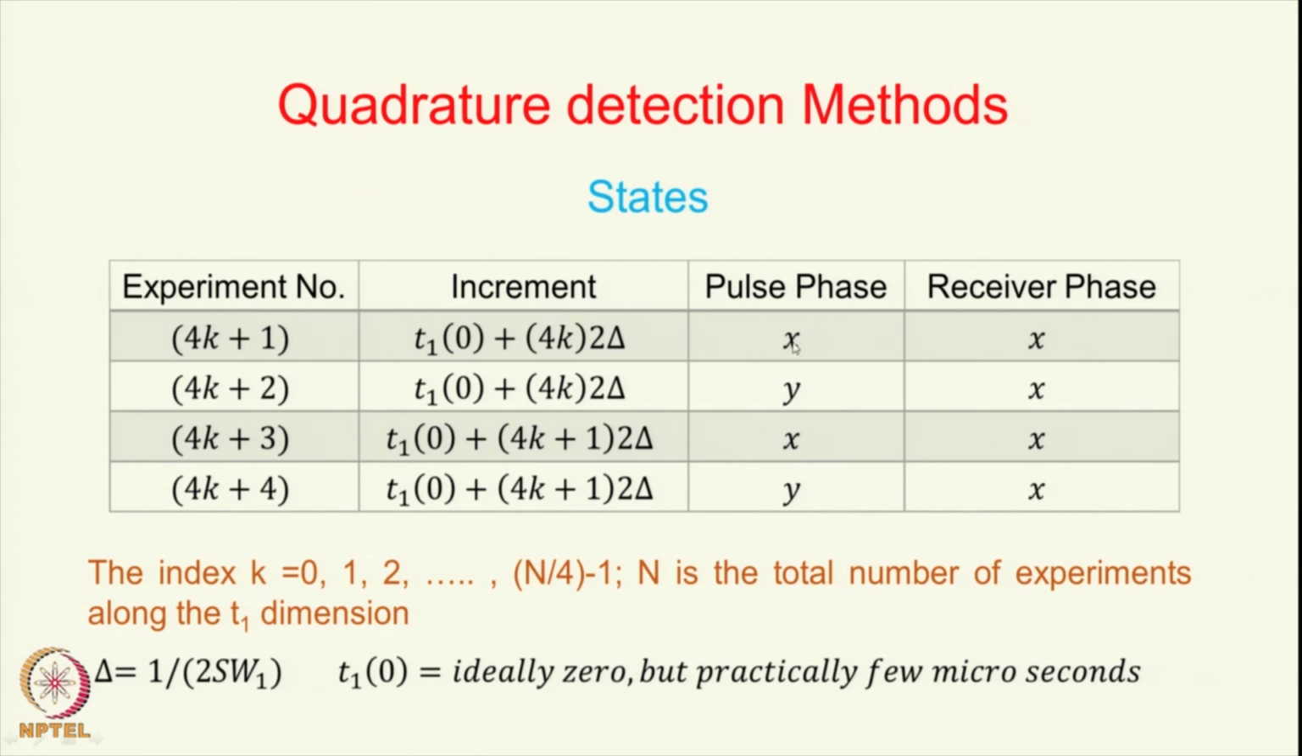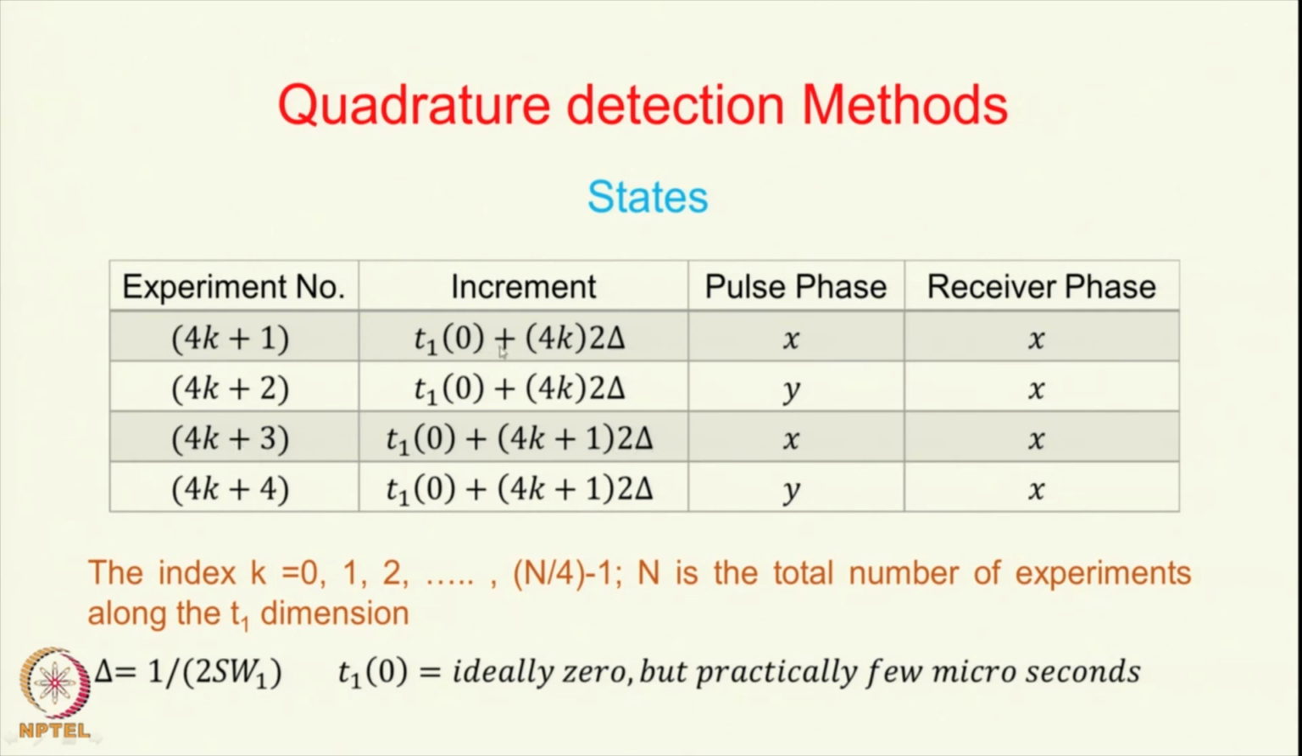Here if the pulse phase was x, this is y, and the receiver phase is not changed, it remains x and x. Now for the third experiment, for k equal to 0, of course the delta is not there. So you have T10, x and y. For the third experiment I will have the increment 2 delta.